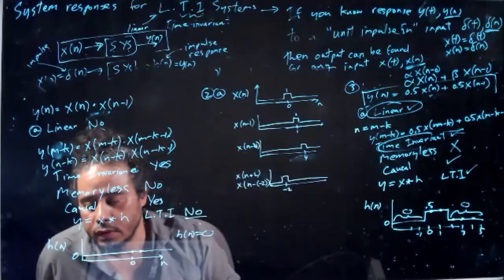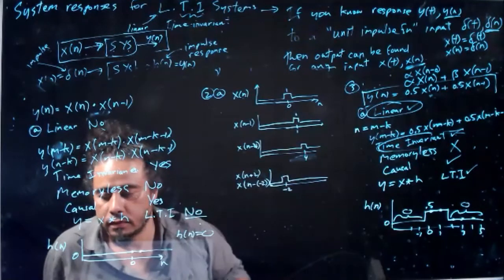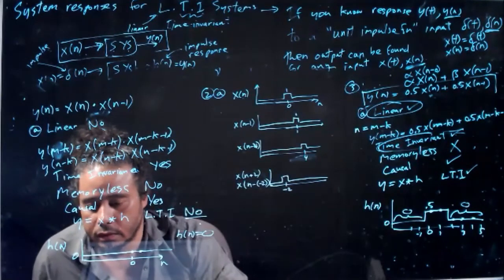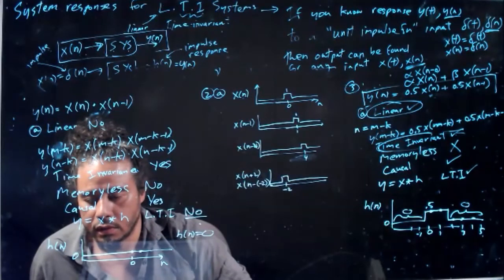I have a question. Yeah. So for future questions, are we just supposed to assume x of n is a unit impulse function? Is that what it's called?